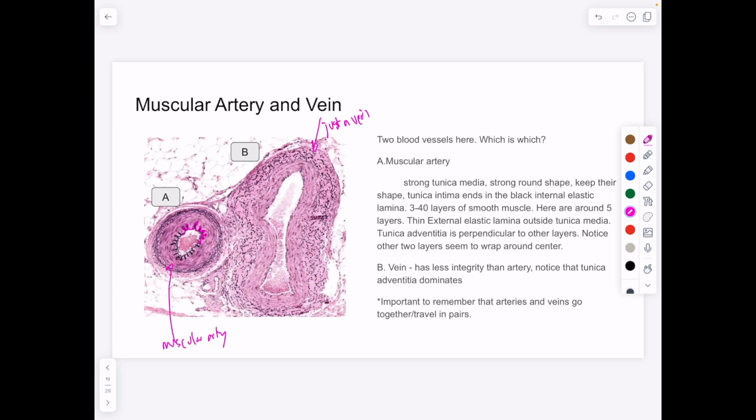And so everything past that is going to be our tunica media, right? You can see that it is very robust, a strong tunica media with a strong round shape. It has 3 to 40 layers of smooth muscle, right? This one has around 5, but you can tell it's robust, round shape, very much more than 1 to 2 layers of smooth muscle. So therefore, that must be a muscular artery.